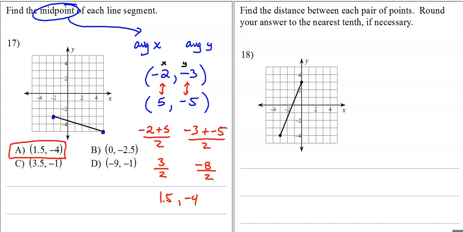So let's just verify. Over 1.5, down 4. Yeah, it looks pretty good. I like that one. Looks good. Number 18, find the distance between the pair of points.